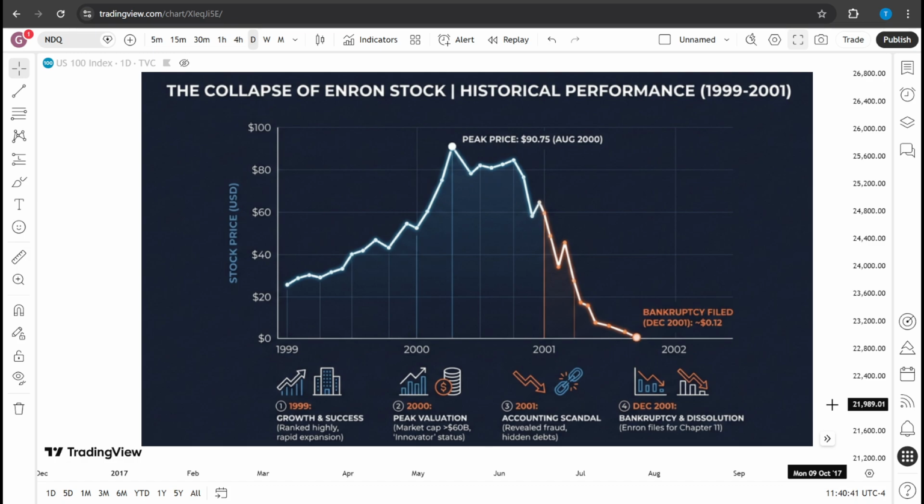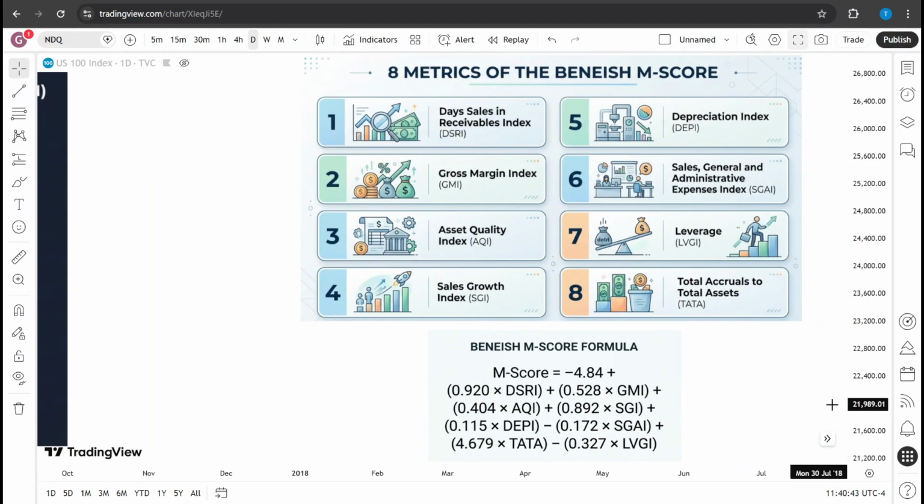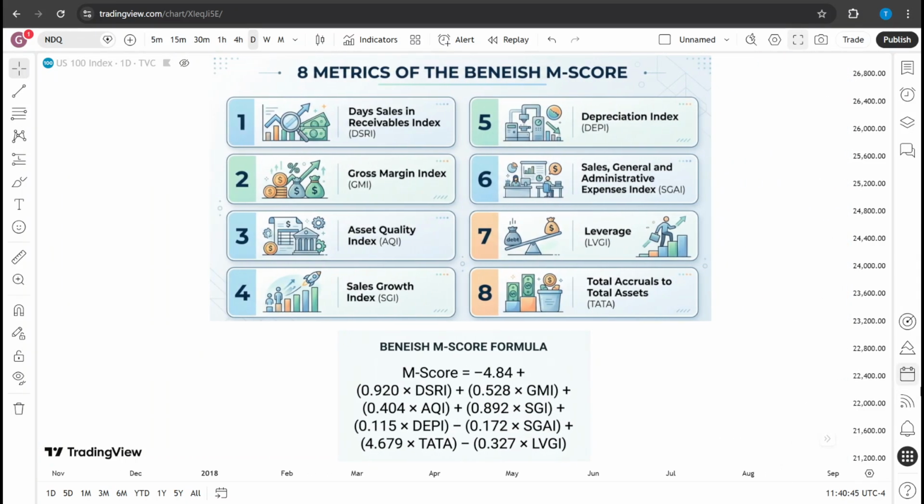Let's break down the 8 ratios that make up the M-Score. Each one looks at a different aspect of the business. First is DSRI, or Days Sales in Receivable Index. This measures changes in accounts receivable relative to sales. A large increase here could mean revenue is being overstated. Next is GMI, the Gross Margin Index, which tracks changes in gross profit margins. Declining margins can sometimes tempt management to manipulate figures to hide poor performance.